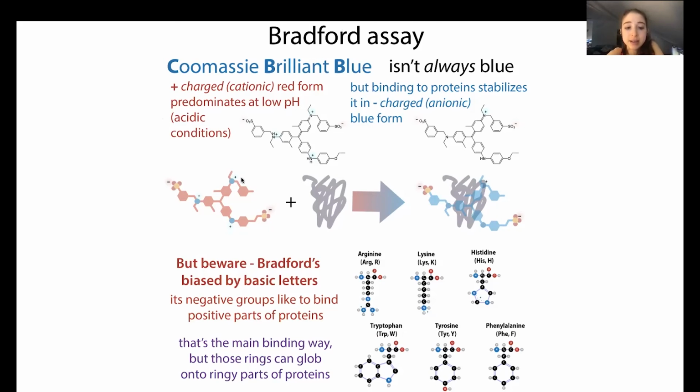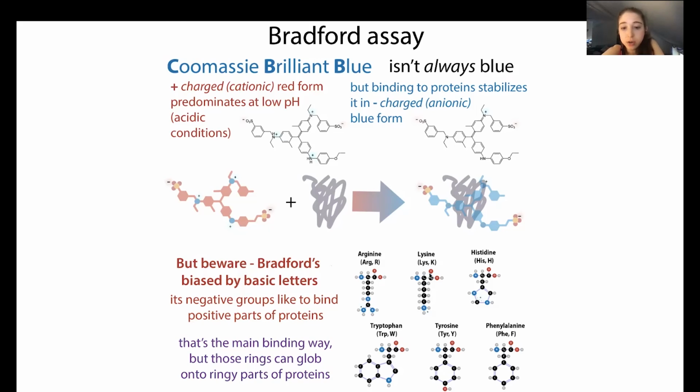So basically it's biased by basic letters. It has these two forms. So it's blue, and we take advantage of this part when we're doing a Bradford assay to see how much of a protein is present. But when it binds to a protein, it stabilizes it in its anionic charge, so negatively charged. Those negative groups are going to like to bind to positive parts of proteins.